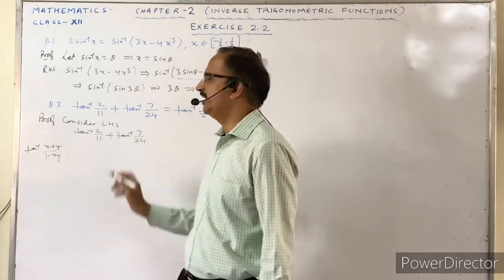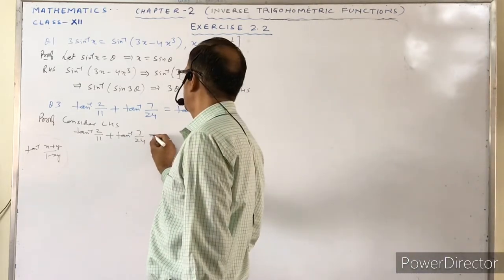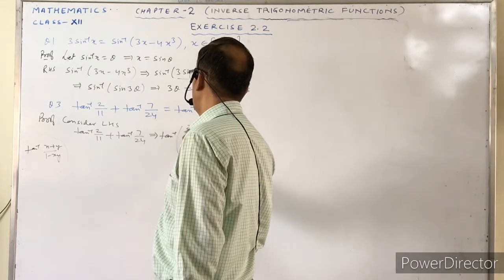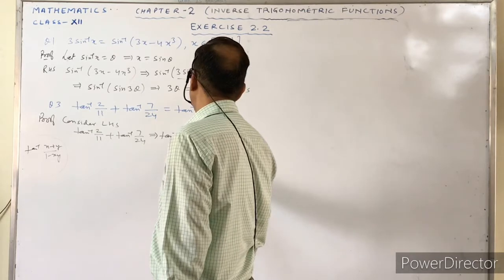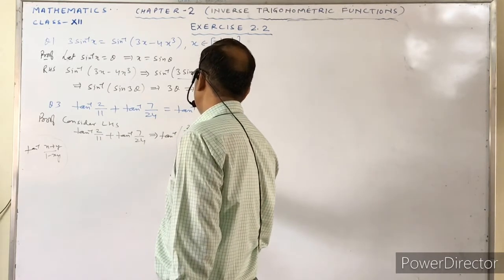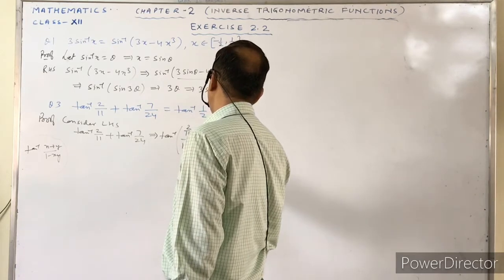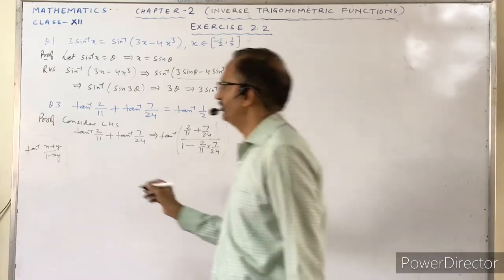What is y? y is 7 by 24. So this becomes tan inverse of 2 by 11 plus 7 by 24 in the numerator. In the denominator we have 1 minus 2 by 11 multiplied by 7 by 24. Now we simplify the numerator and denominator.